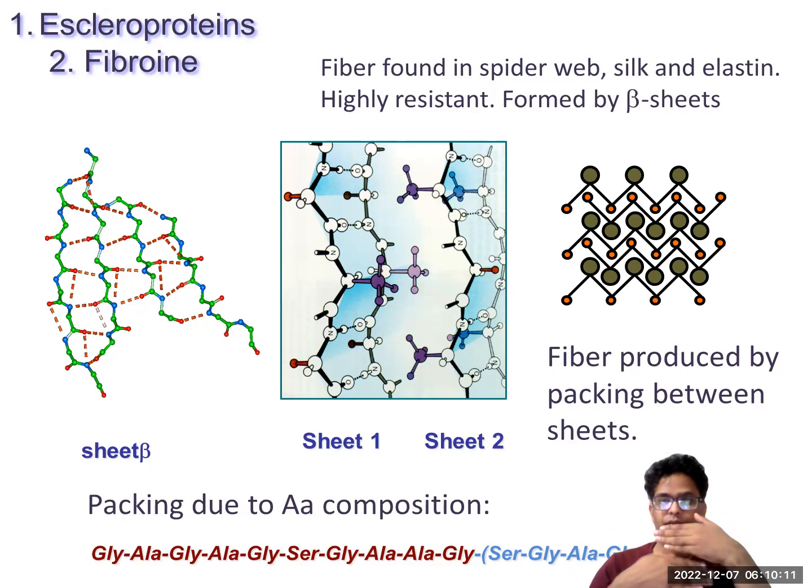If these are parallel, these are parallel beta sheets. If these are antiparallel, these are antiparallel beta sheets. They interact with a far away amino acid, and such interaction is found in beta sheets. Beta sheets have flexibility to slide, so ultimately these proteins are found in spider web, silk, and elastic. They have a higher resistance, and these are the beta sheet structures.